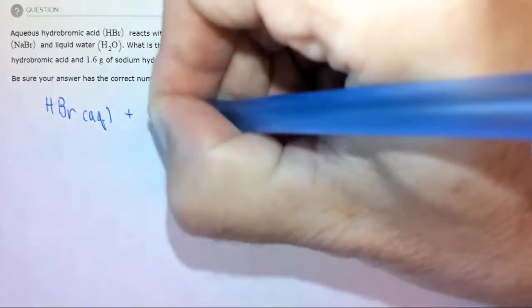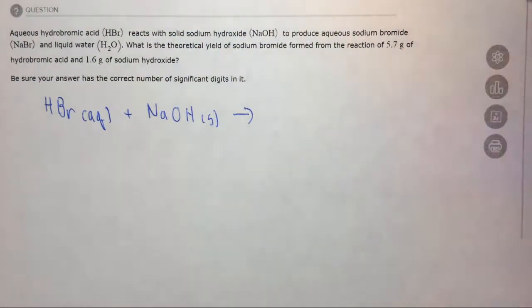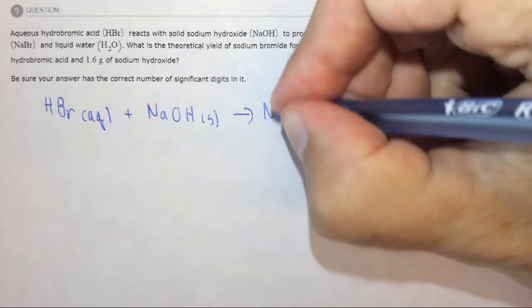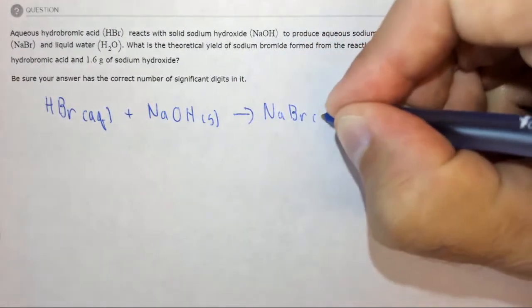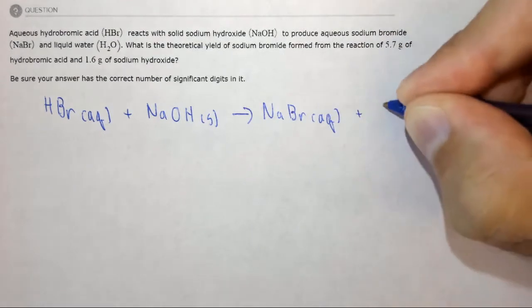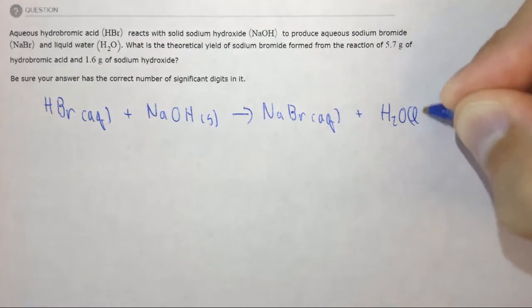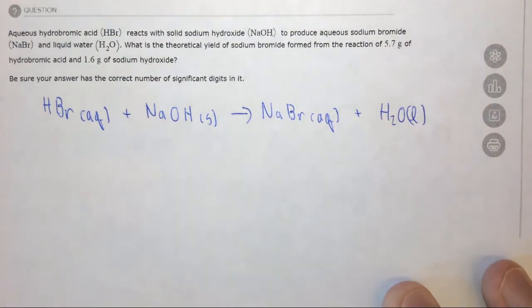So in this case, we have HBr aqueous plus NaOH solid yields NaBr aqueous plus H2O liquid. So this is the chemical reaction. Now we need to see if it's balanced.